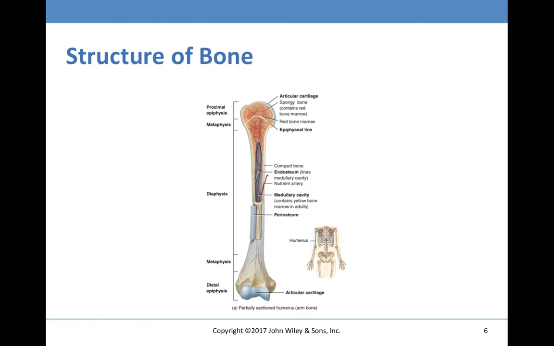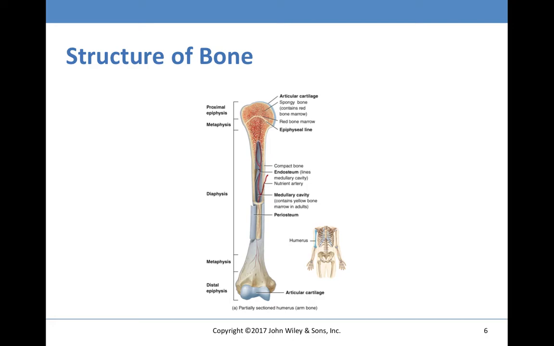So we'll talk about that again. But the epiphyseal plate is an area where growth can occur. An epiphyseal line is what forms after growth has ended. So a child would have an epiphyseal plate, whereas an adult would have an epiphyseal line.